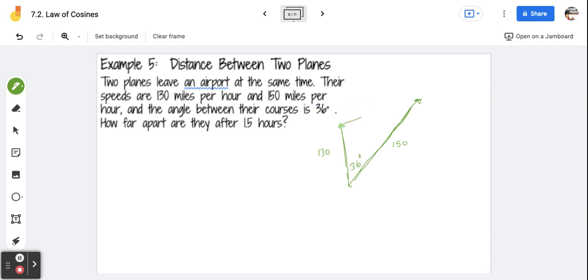So how far apart they are is this distance right here. Now, we don't know the distances here and here. It's not asking me for their speed or anything. It's asking me the distance they're apart. So remember that distance is equal to rate times time.